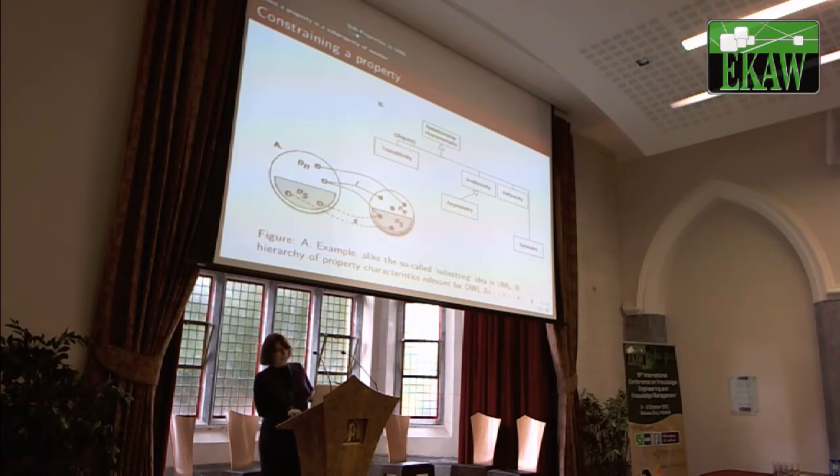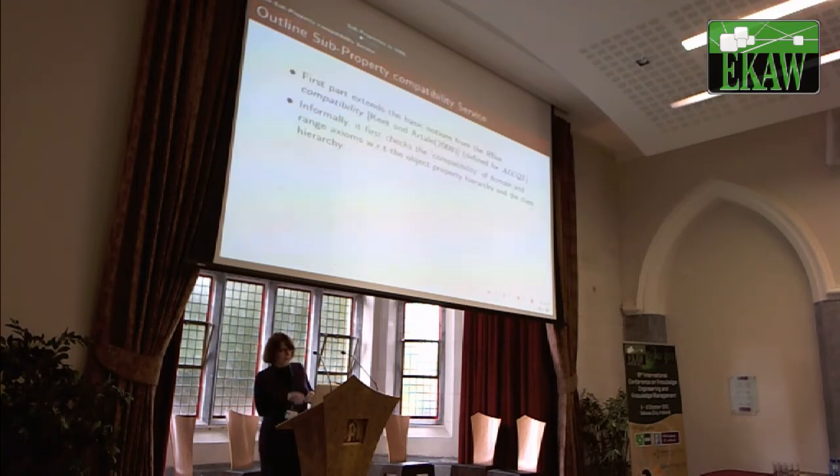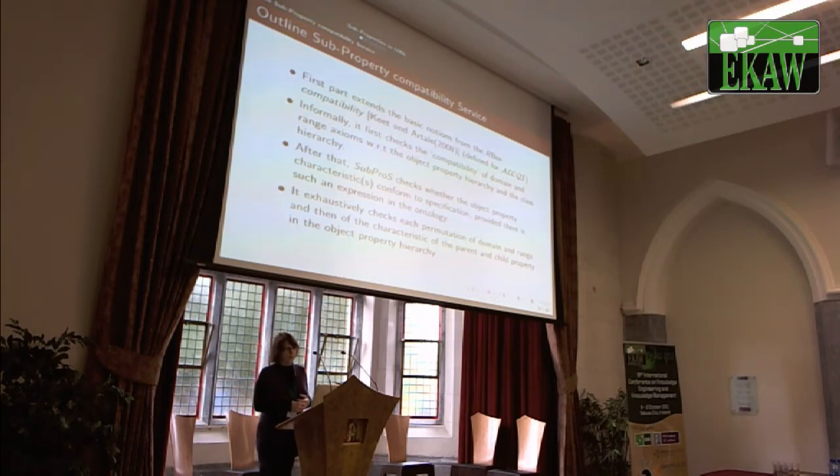Now, if you translate this intuitive notion, as described in more detail in the paper, into what I would call a subproperty compatibility service, it is a way to check that the properties and the property hierarchy that you represent in your ontology actually conform to the specification that, for its intention, S is indeed a subproperty of R. Informally, it first checks the compatibility of the domain and range axioms, and afterwards the object property characteristics. With respect to the domain and range axioms, it is an extension of the ABox compatibility that has been defined in an earlier paper.